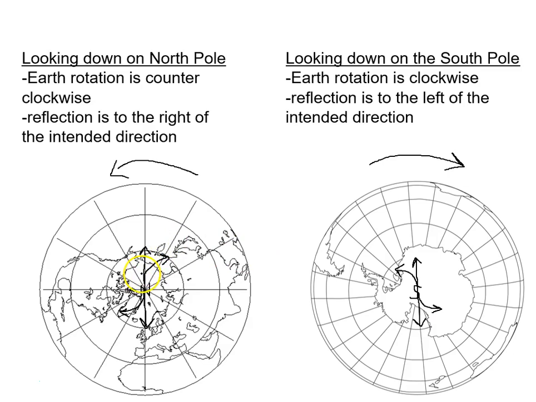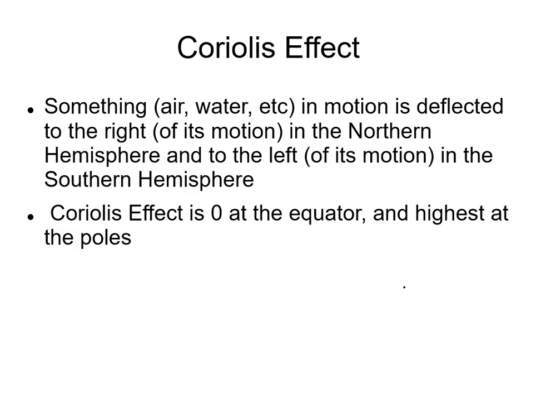So the air is always going to get deflected to the right of its intended direction in the northern hemisphere, and to the left of its intended direction in the southern hemisphere. "Of its intended direction" is an important thing to remember. So always make sure that whatever way you draw your arrow, you turn your paper so that the arrow is pointing up, and then you can figure out which way the deflection is.